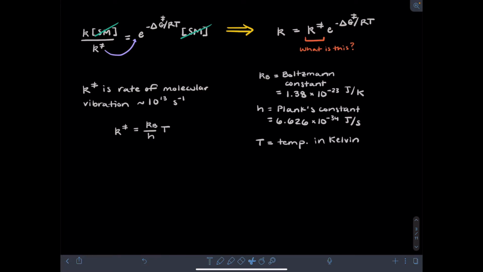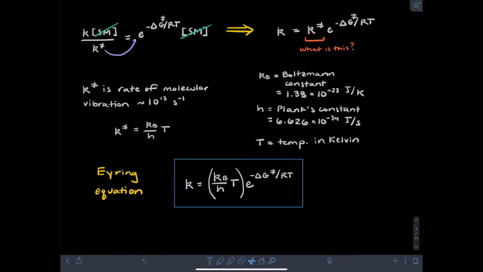Kb, the Boltzmann constant, is 1.38 times 10 to the negative 23rd joules per Kelvin. H is Planck's constant, 6.626 times 10 to the negative 34th joules per second. And always make sure that your temperature is in Kelvin. If I plug this equation for K double dagger into my equation from before, I get the following equation, which is known as the Eyring equation.